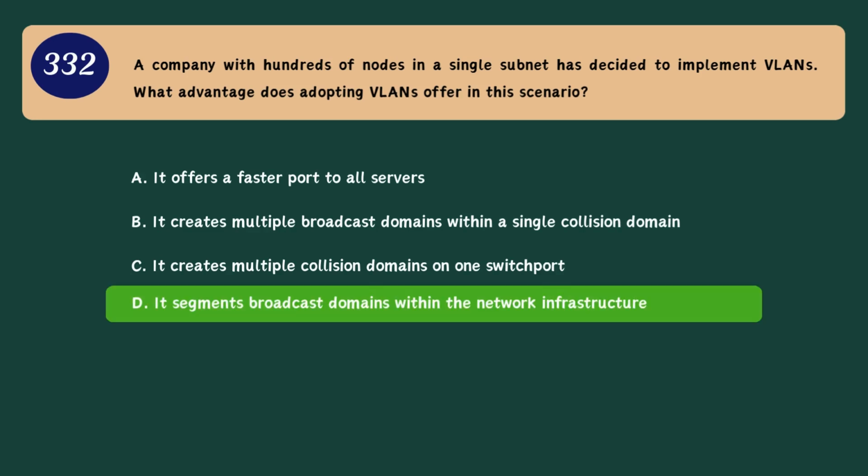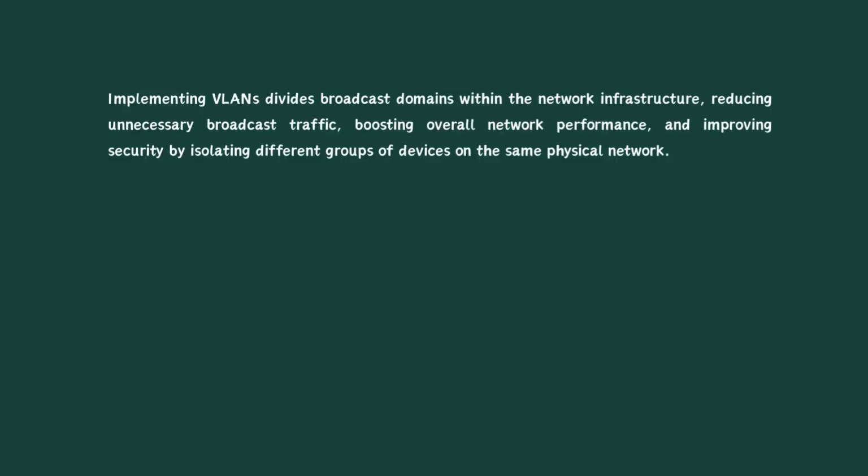Correct answer. D. It segments broadcast domains within the network infrastructure. Implementing VLANs divides broadcast domains within the network infrastructure, reducing unnecessary broadcast traffic, boosting overall network performance, and improving security by isolating different groups of devices on the same physical network.